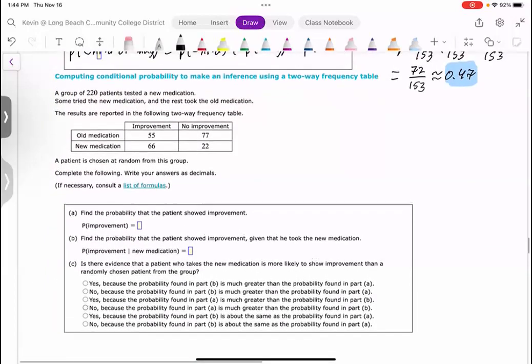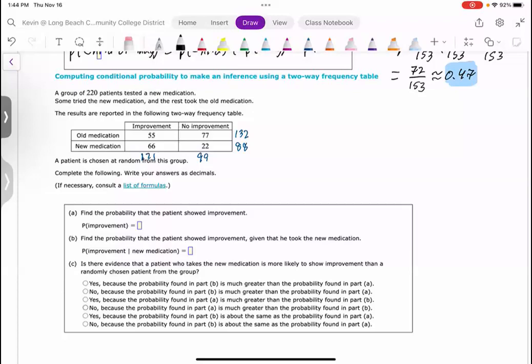And our last problem of the day. A group of 220, actually, before I even read that, I'm going to total these up real quick. Improvements, 55 plus 66 is 121. 77 and 22 is 99. Old medication, 55 and 77 is 132. And 66 plus 22 is 88. Again, I may not even use some of this information, but we'll see.